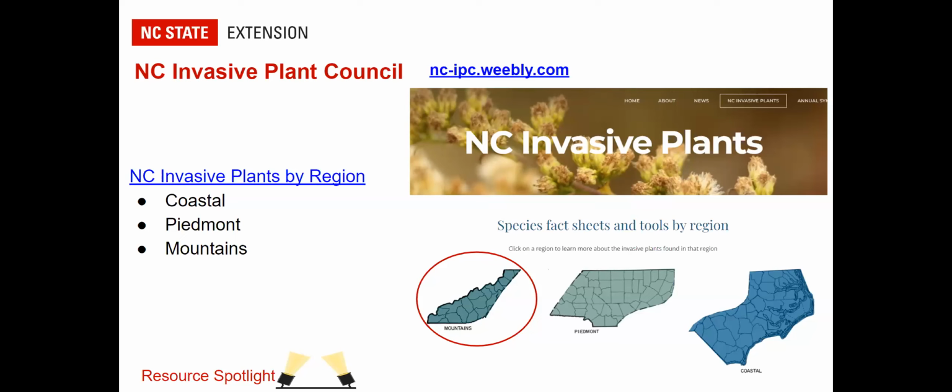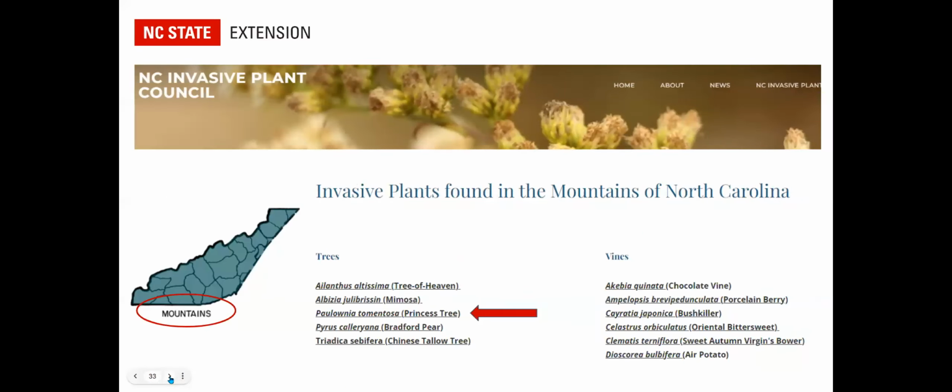This website divides North Carolina into three regions that we are very familiar with, of course. That's really why I liked this and thought this was a good tool for Master Gardener volunteers, because you can hone right in on the area that you're in and advising people about. So say we looked at the mountains as our example and chose that.